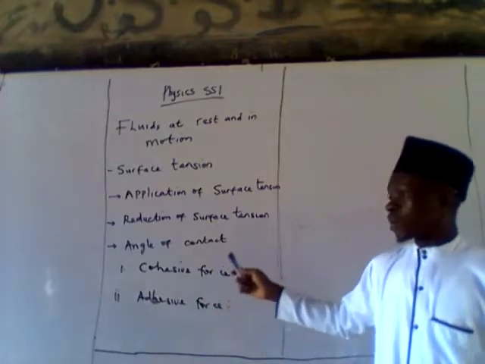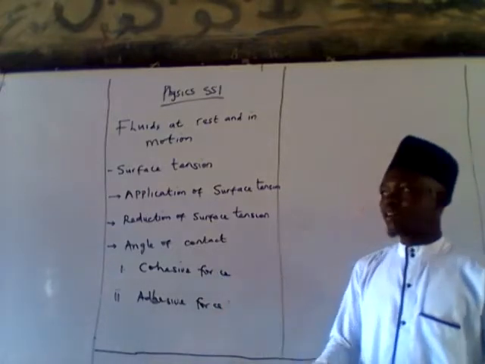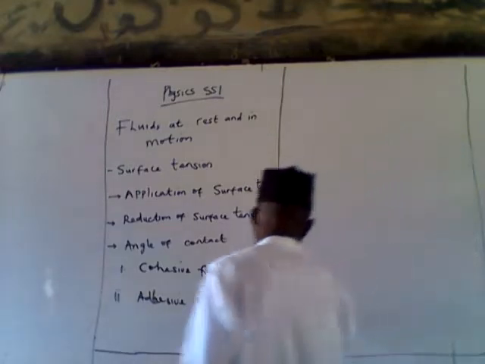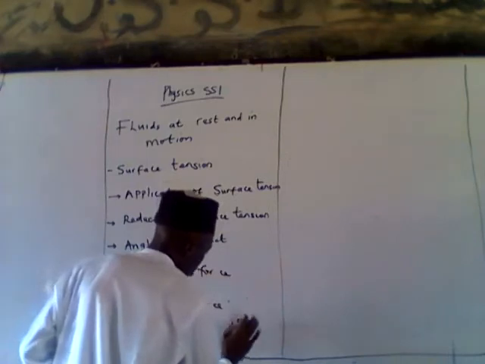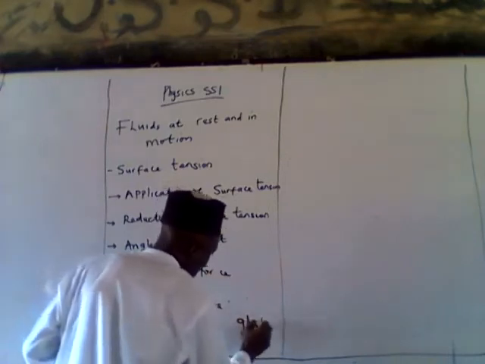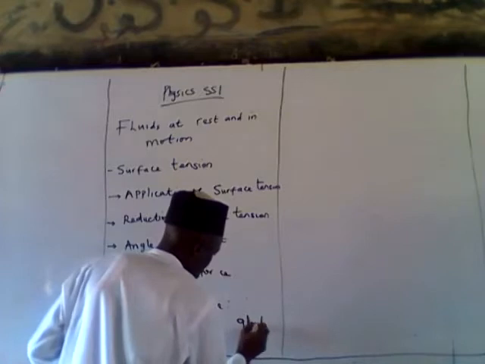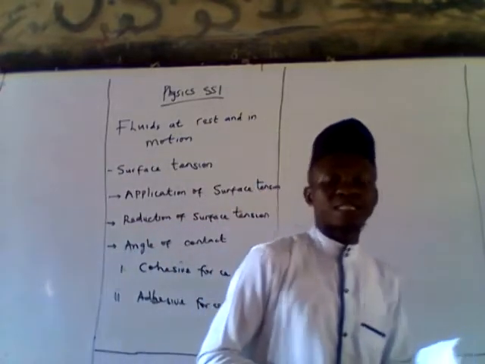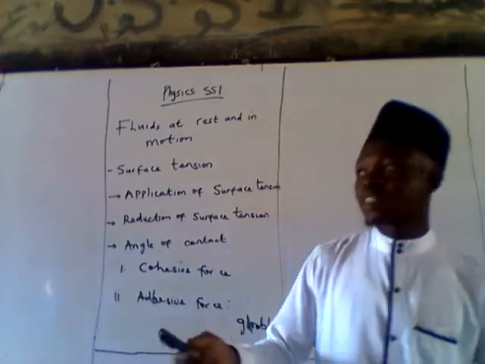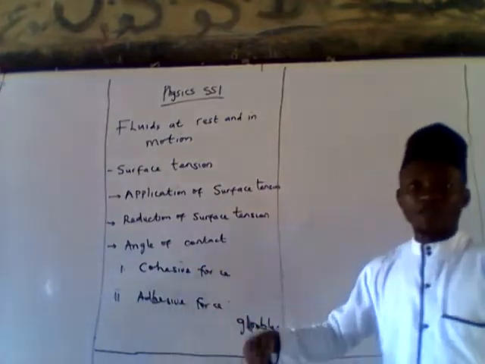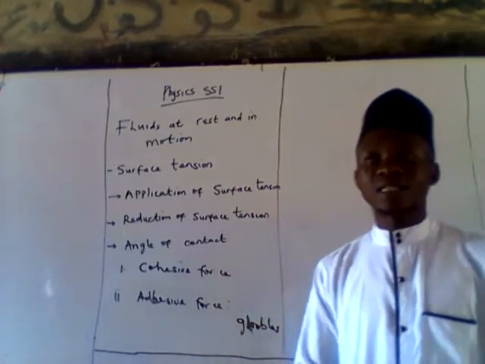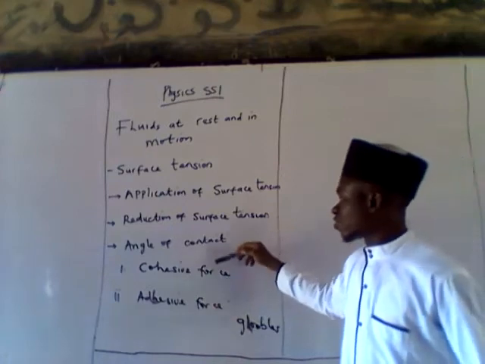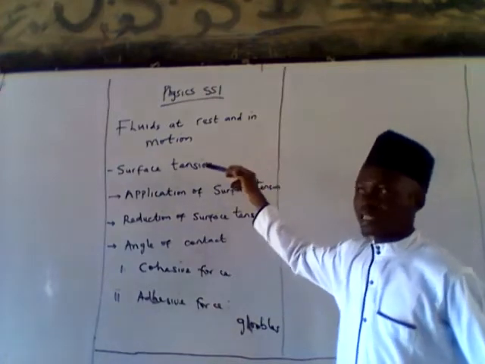If, for example, you have mercury, instead of wetting the glass, it forms globules on the glass. That means the cohesive force acting between the mercury molecules is greater than the adhesive force. These two forces are the forces acting on a fluid at rest.